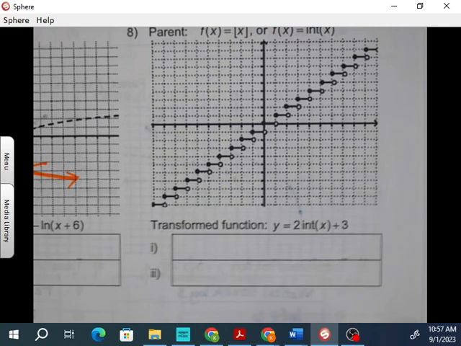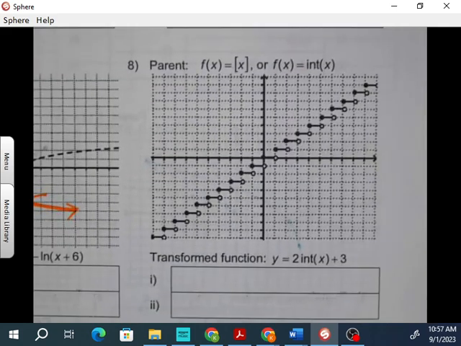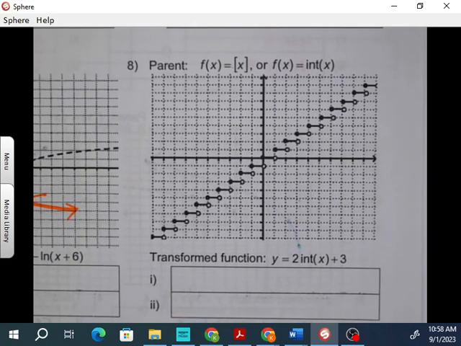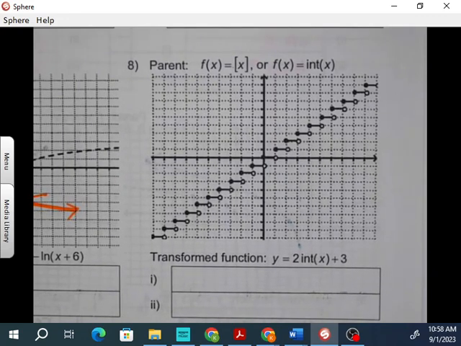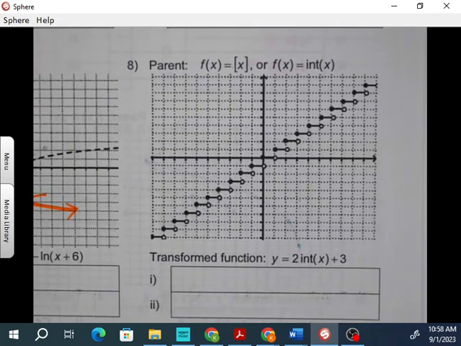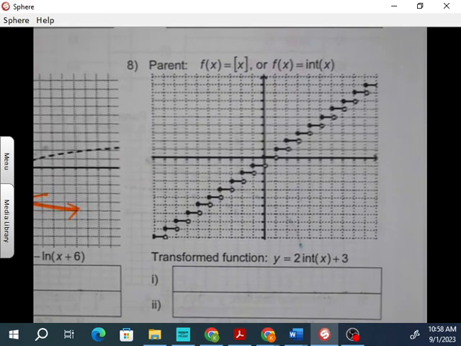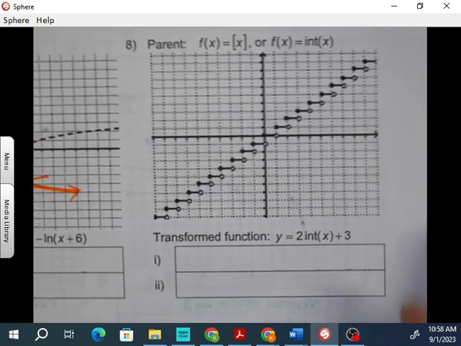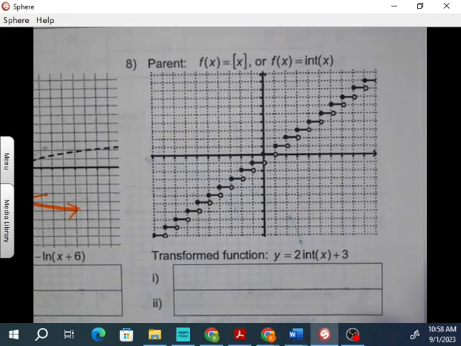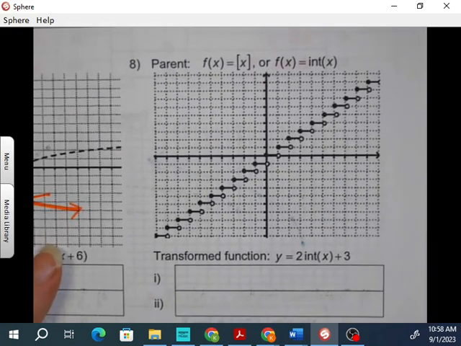So last one, we just learned this one. This is the greatest integer function. I got two transformations happening. Why is it called greatest integer? It's because it rounds down to the greatest integer. I don't know why they call it that. I actually didn't learn it as the greatest integer function. I learned it as the floor function, and that makes sense because it drops down.